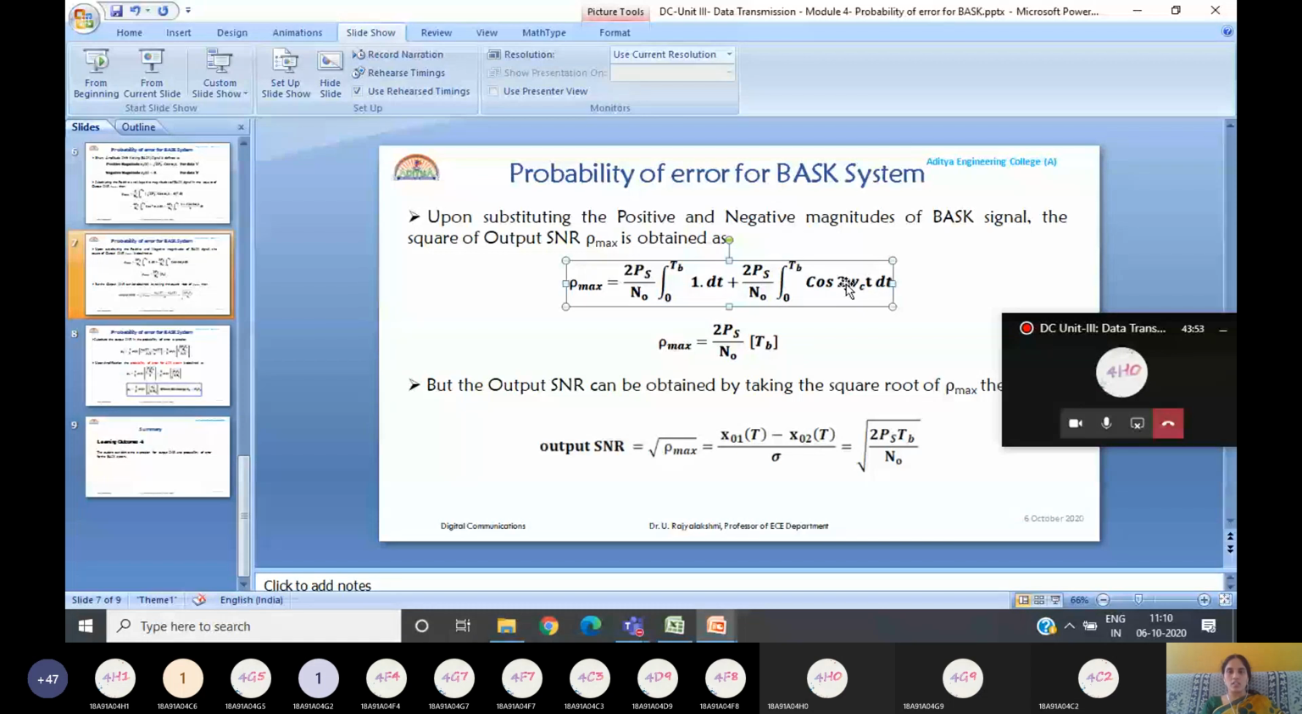So that's why this integration, this factor, will be eliminated and we will get only the output SNR as 2Ps by n naught integral 0 to Tb of 1 dt. So this factor alone we will consider, and this factor is neglected because these are higher frequencies at the output low pass filter, because we are calculating the output SNR.